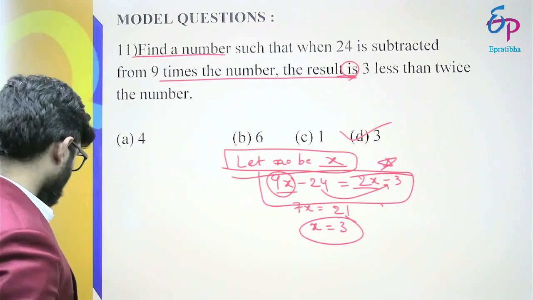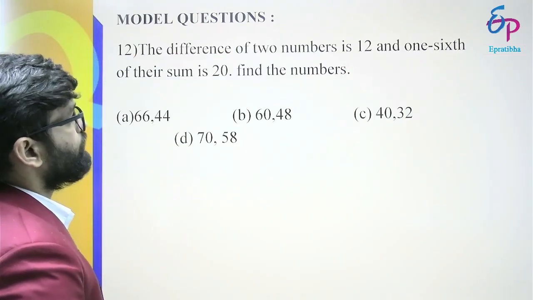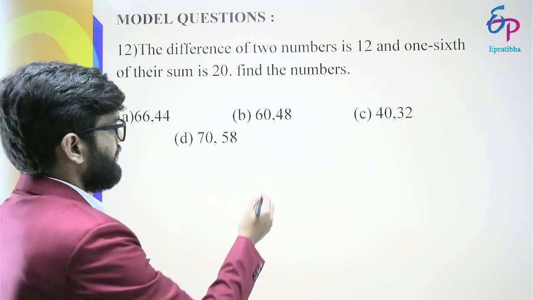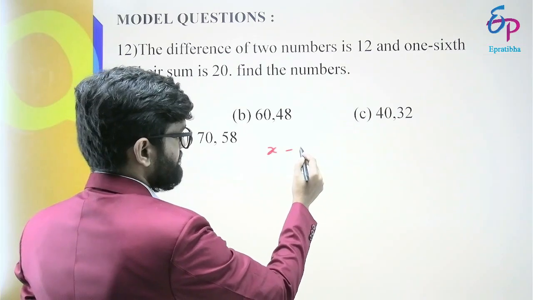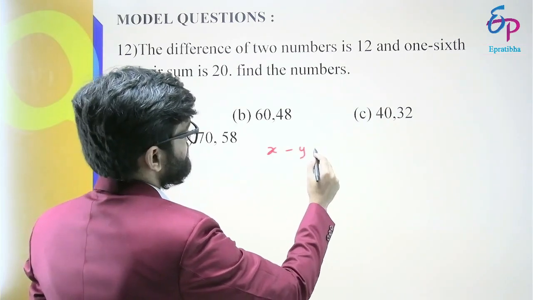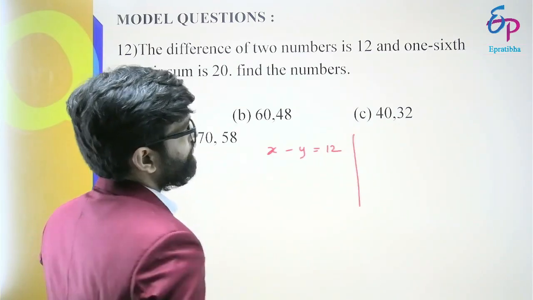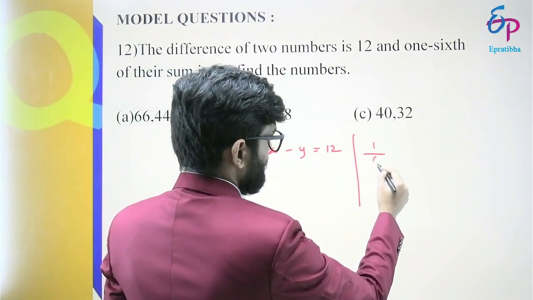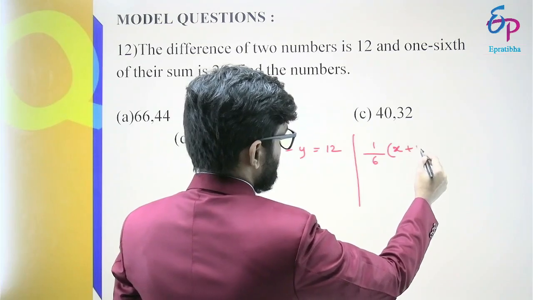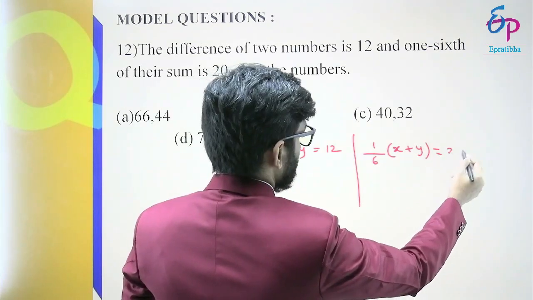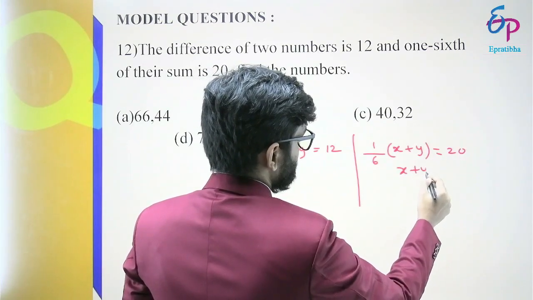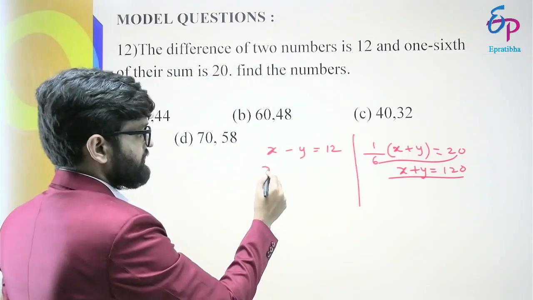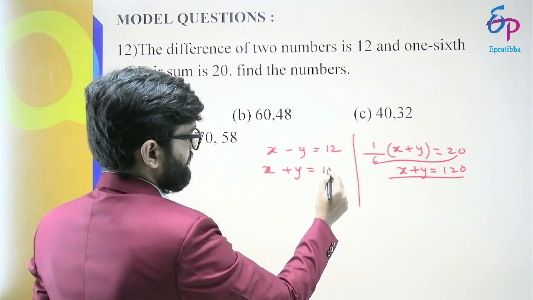Moving on, question number 12. The difference between two numbers is 12 and 1/6 of their sum is 20. Find the numbers. So let me take the first number as x and the next number as y. X minus y, difference is equal to 12. And what they are telling? 1/6 of their sum. Sum means x plus y is equal to 20. So x plus y will be how much? 20 into 6, this is 120. So x plus y is equal to 120.